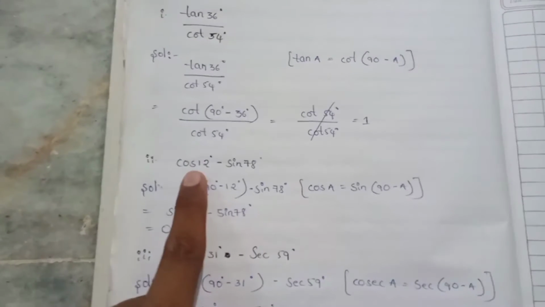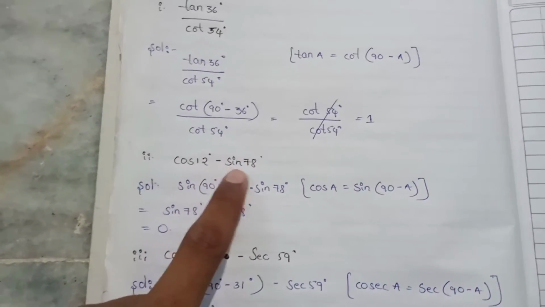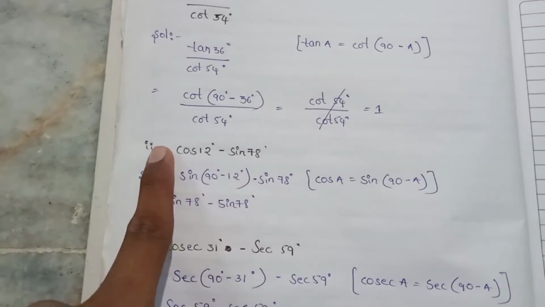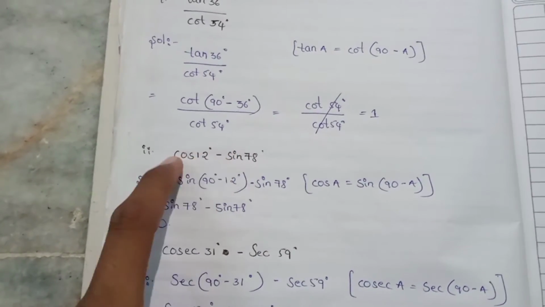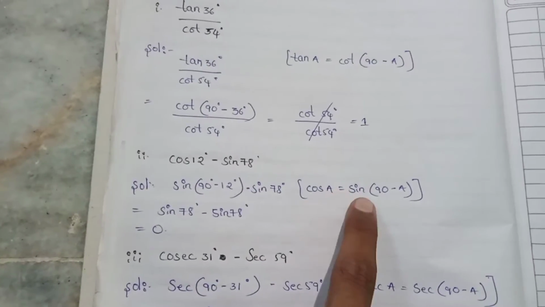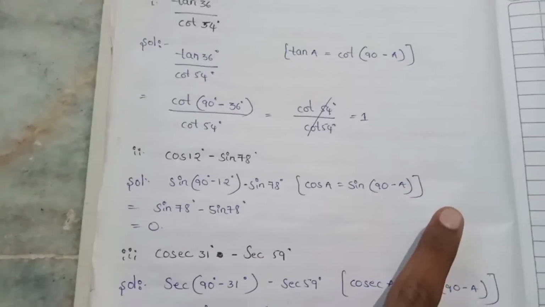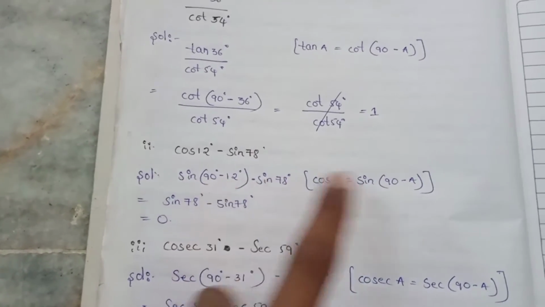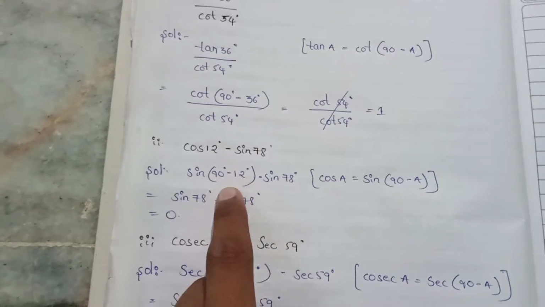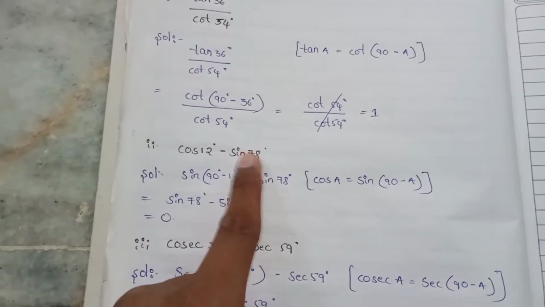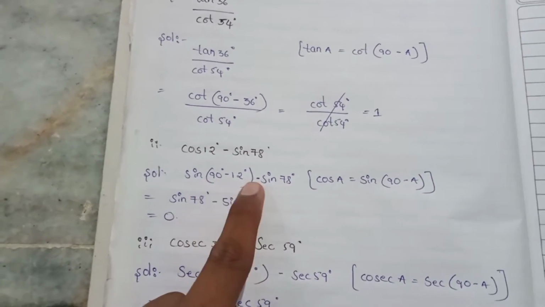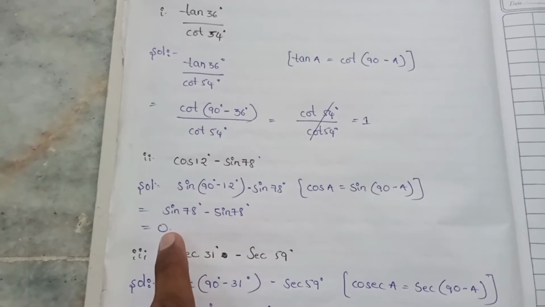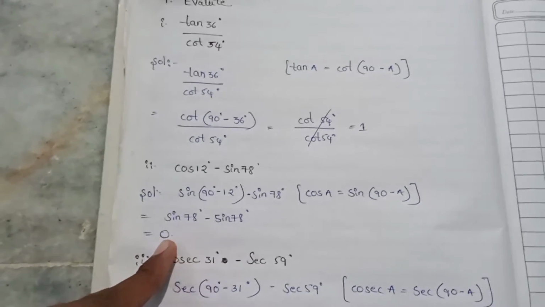Next, cos 12 degrees minus sin 78 degrees. First of all, we have to change only one here. Cos A, 12 means A. Cos A formula is, cos A is equal to sin 90 minus A. Sin 90 minus A means sin 90 as it is minus, what is A here? 12. So sin 90 minus 12, that is sin 78 degrees, minus sin 78 degrees. Sin 78 minus sin 78, 0. 0 is nothing but a whole number.